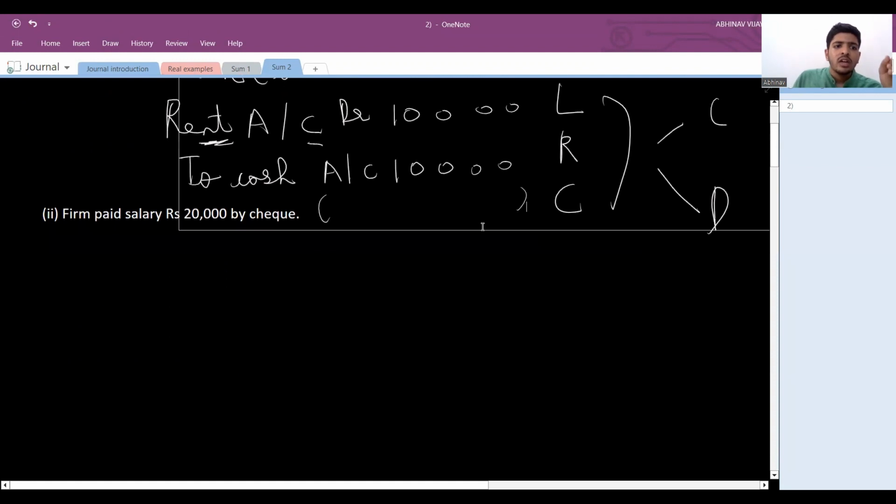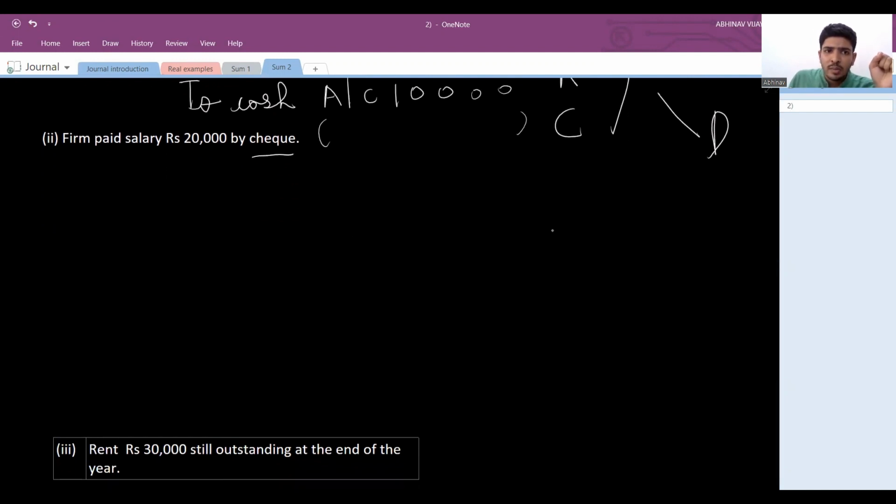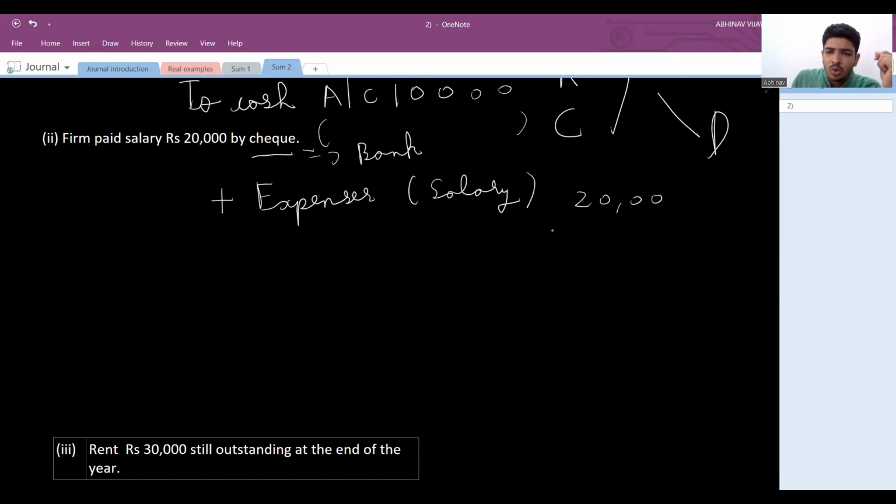Now, second entry. Firm paid salary 20,000 by check. I told you before, whenever by check, it means by bank. Now, firm paid salary, same concept. Expenses, salary, increases by 20,000 and check, that is bank, an asset, is decreased by 20,000.